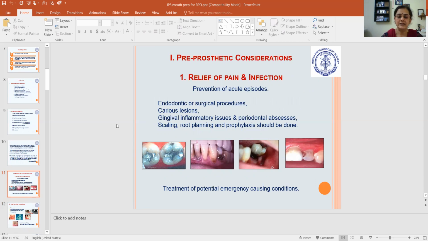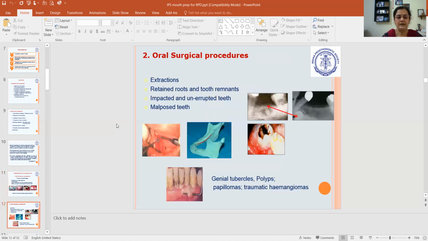Coming to the pre-prosthetic considerations, the first point is relief of pain and infections. Here, prevention of acute episodes is the main purpose. There are various endodontic and surgical procedures carried out for the various regions. The gingival inflammatory tissues and periodontal abscess should be treated. At the same time, scaling, root planing, and prophylaxis should be done. The treatment of potential emergency causing conditions is the important part in this aspect.